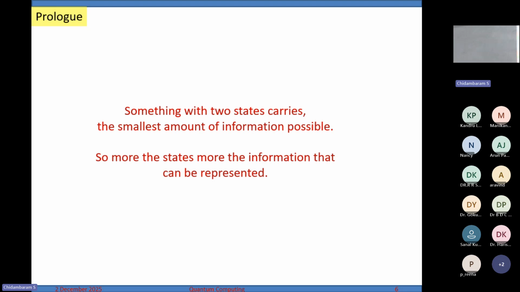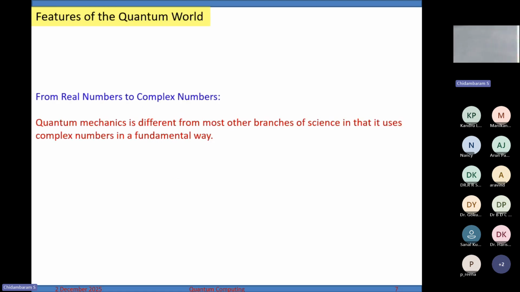Sir was mentioning how these qubits can be implemented. There are various models, right? Photon based models, then electron spin based models. Like that, there are models people are able to build. And because of that only, we are able to get the power of quantum computing.